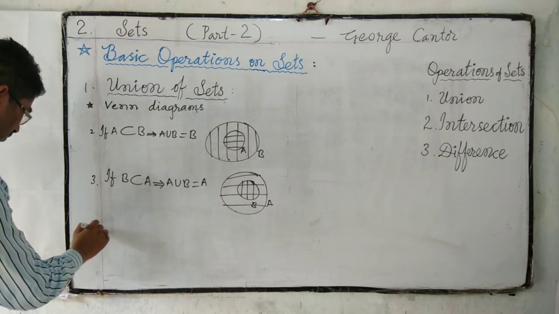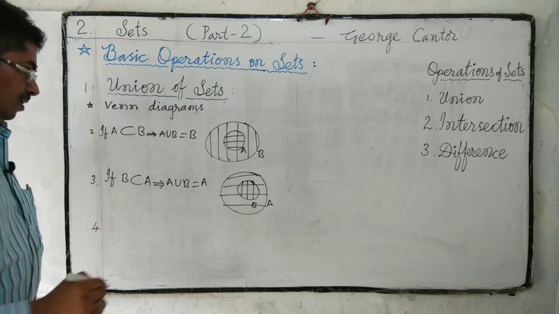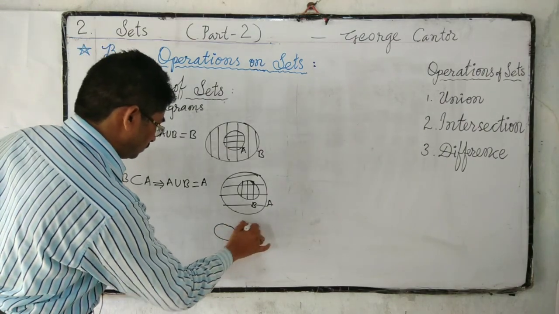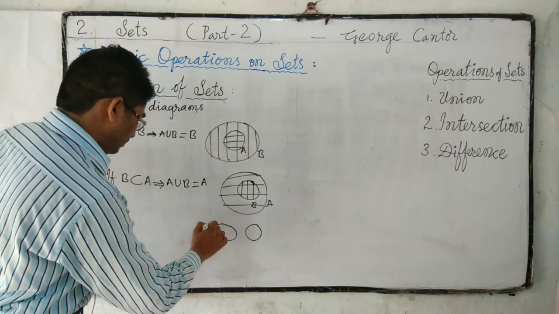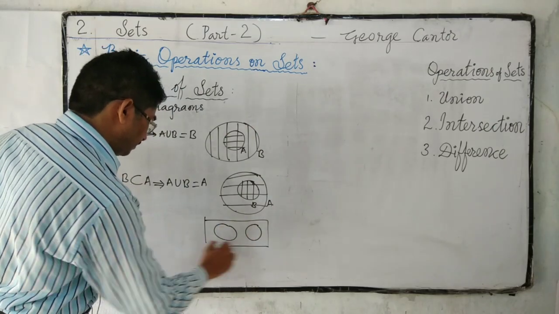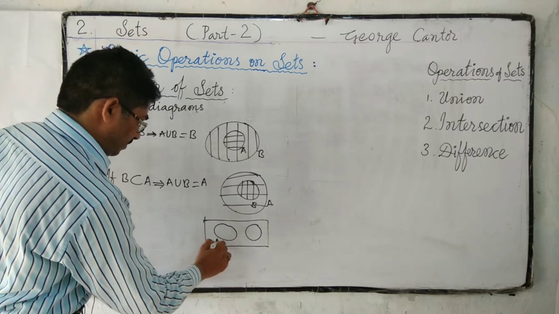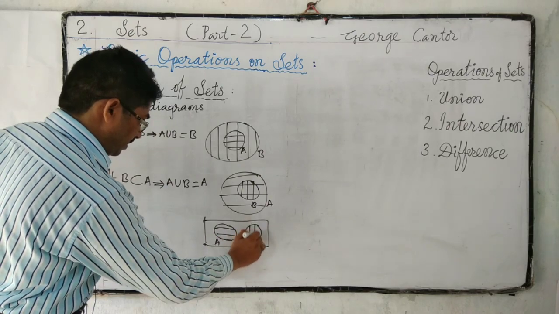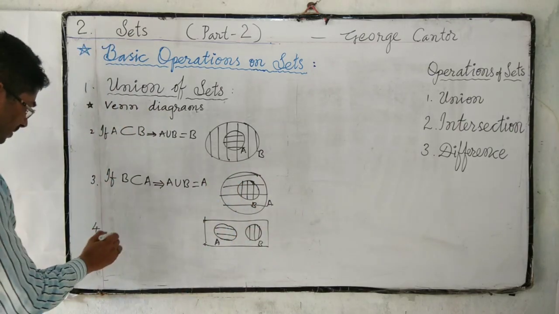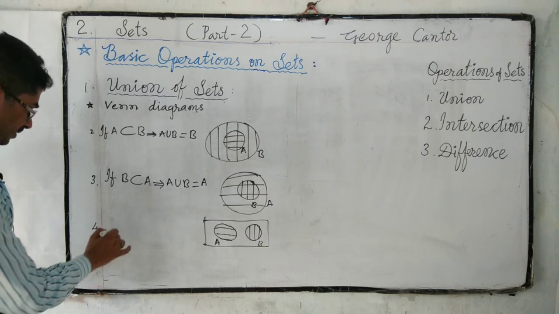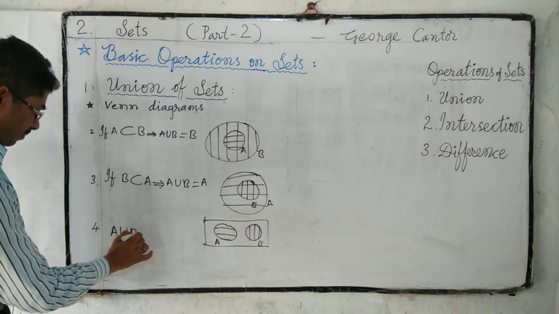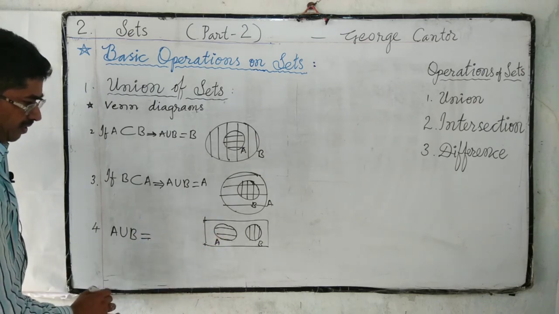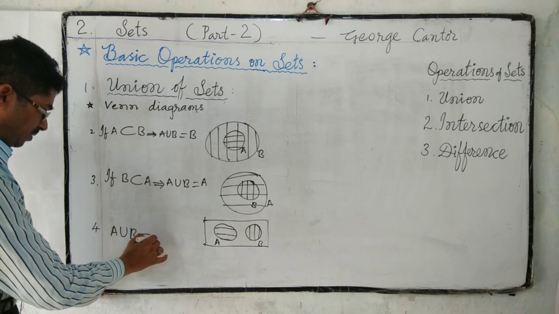Next, fourth, there are disjoint sets, like this. This is A, this is B. A is horizontally shaded, B is vertically shaded. Then if A and B are disjoint sets, then A union B is equal to this A union B only.